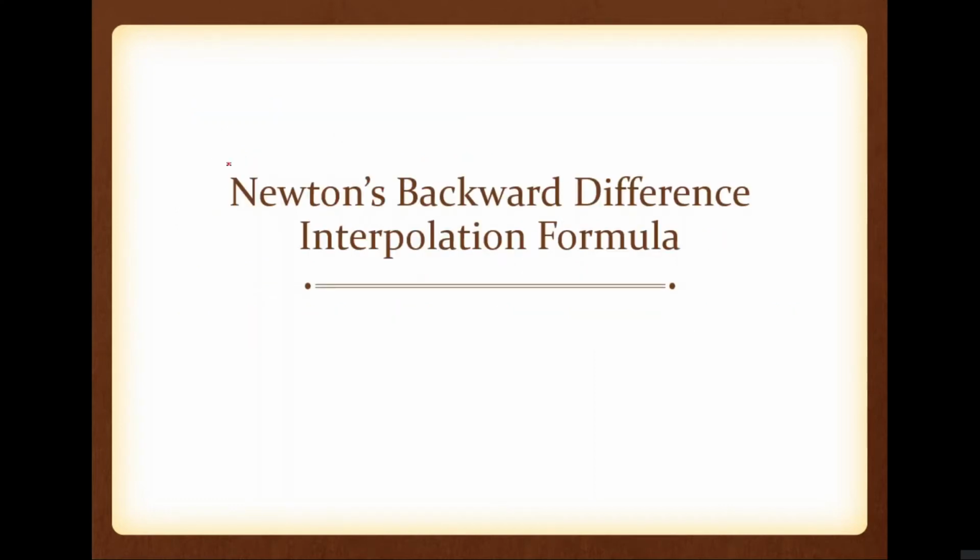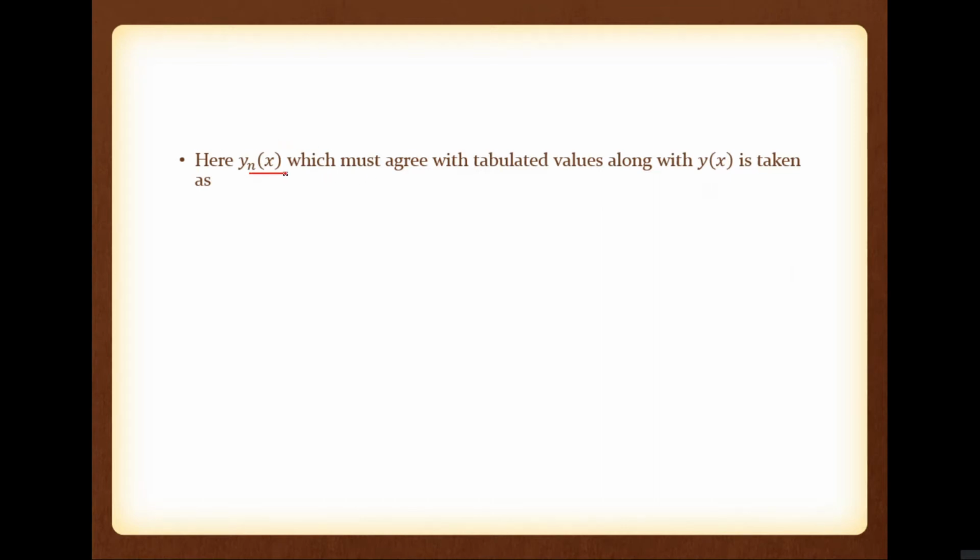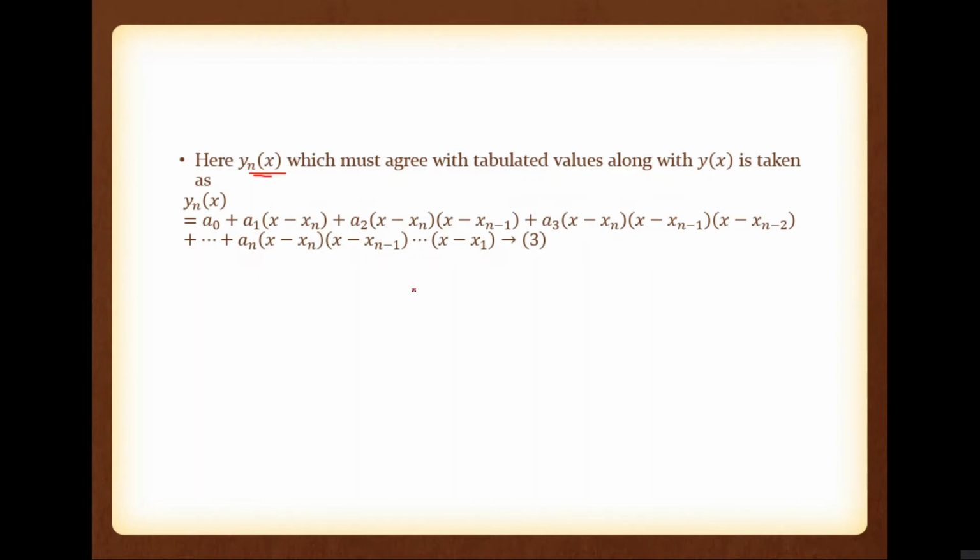Newton's backward difference interpolation formula. Again, we are going to find yn of x. This must be exactly equal to y of x at the given points. So here, first note the difference, the first difference. Again, we are going to find the nth degree polynomial, that is yn of x. First, note down this expression.